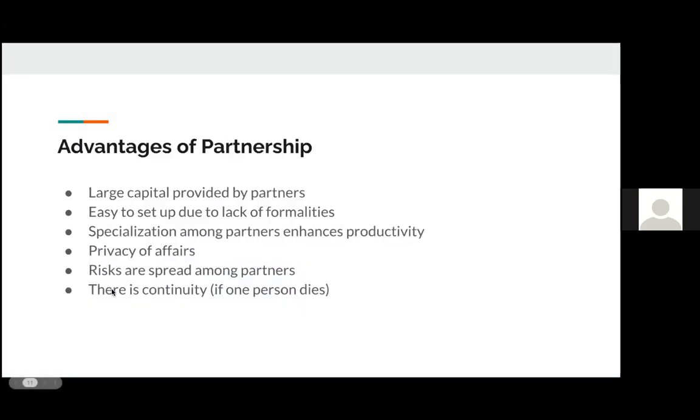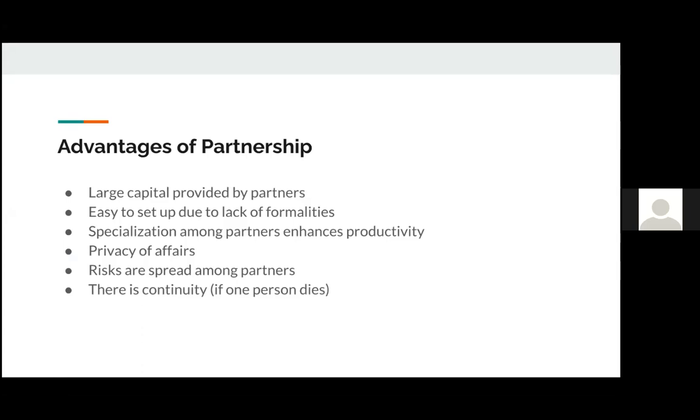So what are the advantages of a partnership? As I said, it involves multiple people, not just the one person. So there would be access to larger capital than the sole proprietorship, because all the different partners can come in and provide the money to start up the business. It's also easy to set up because there's a lack of formality.